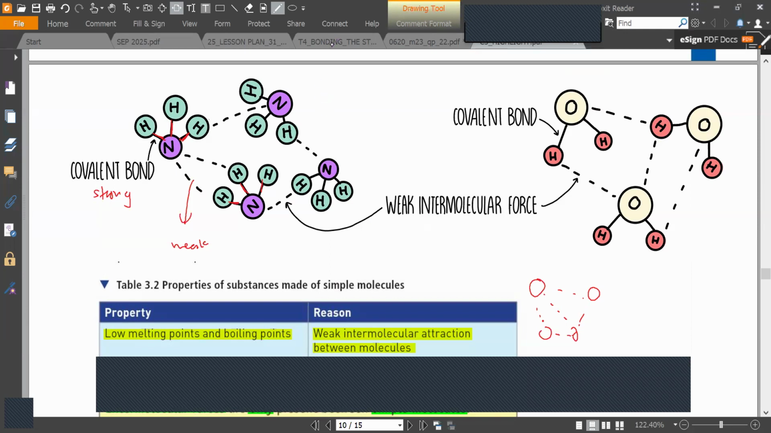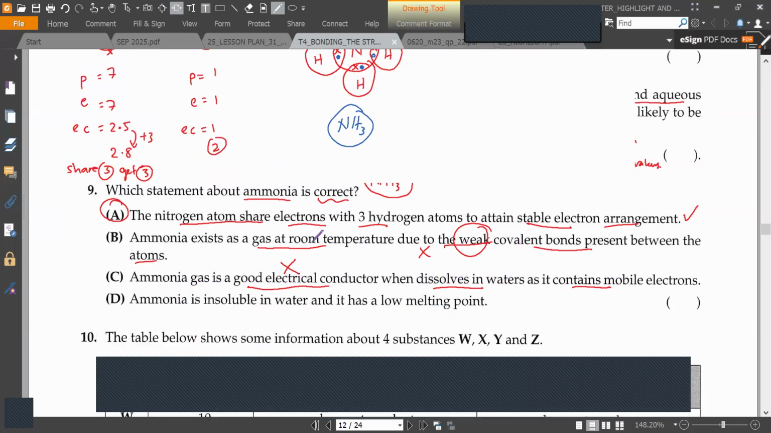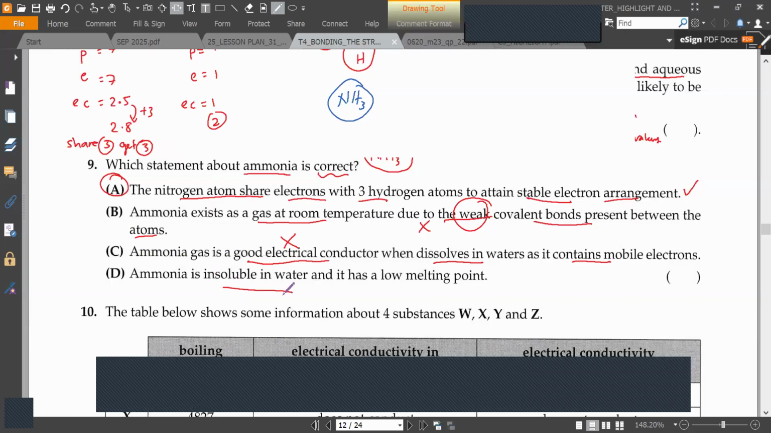Okay, coming back to our question. It says weak covalent bond. No, it's weak intermolecular forces. Ammonia is a good electrical conductor when dissolved in water, it contains mobile electrons. No, covalent compounds are poor electrical conductors. Ammonia is insoluble in water and has a low melting point. Actually, ammonia is soluble in water, so this is incorrect. So the answer is A.